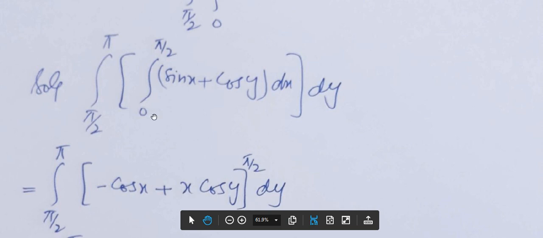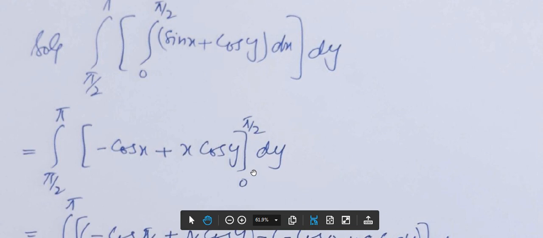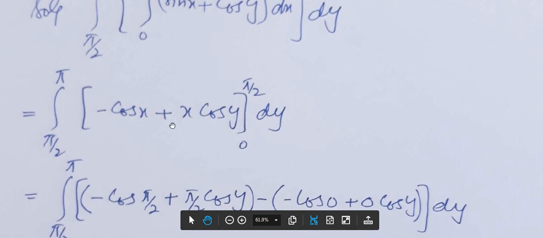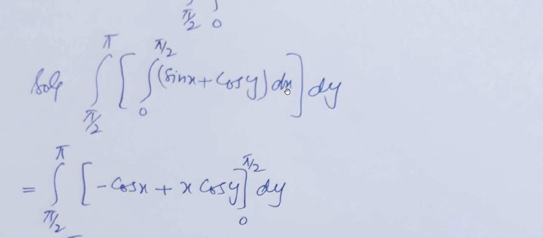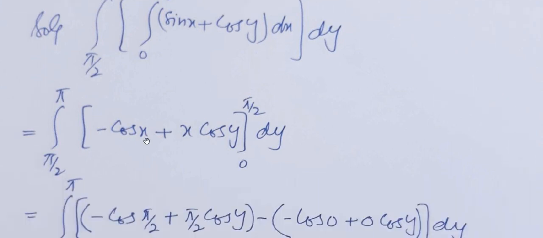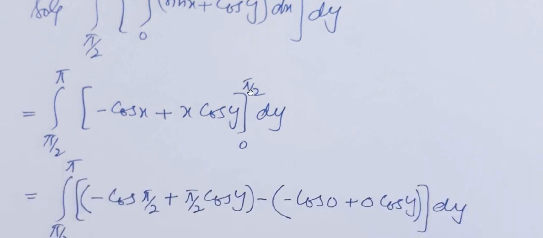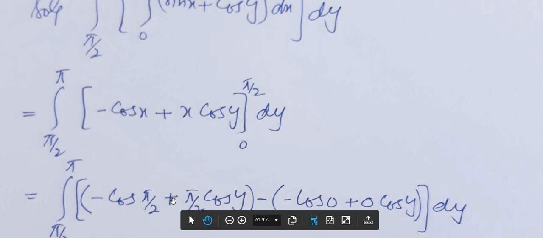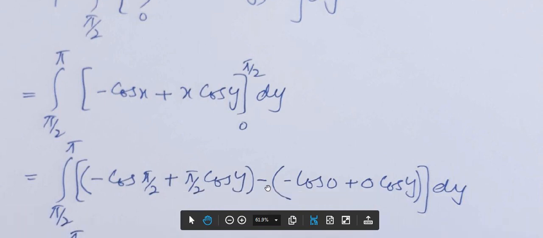Now the limit is from 0 to pi by 2. You will substitute the limit in x, because we integrated with respect to x, so you will substitute only in x. We substitute first the upper value, which is pi by 2. So this will be minus cosine pi by 2 plus pi by 2 cosine y, minus. Now you substitute the lower value 0. So it will be minus cosine 0 plus 0 into cosine y.